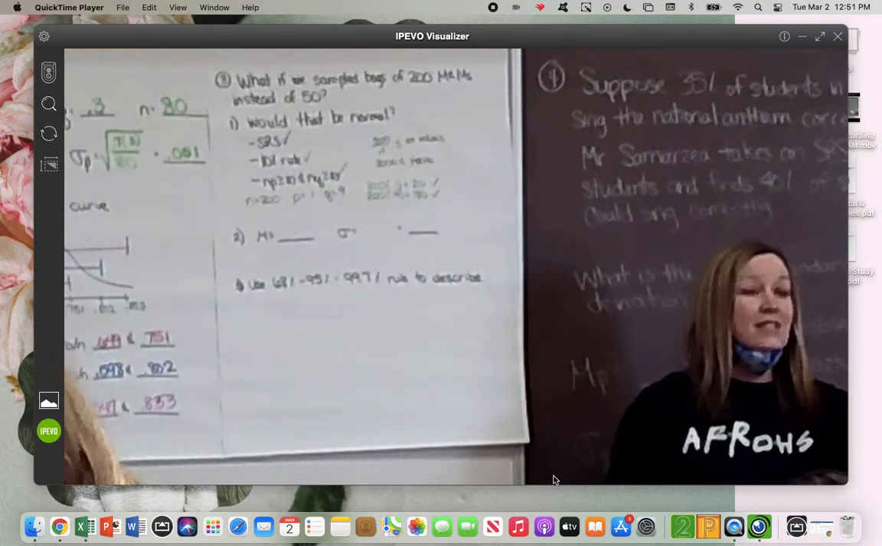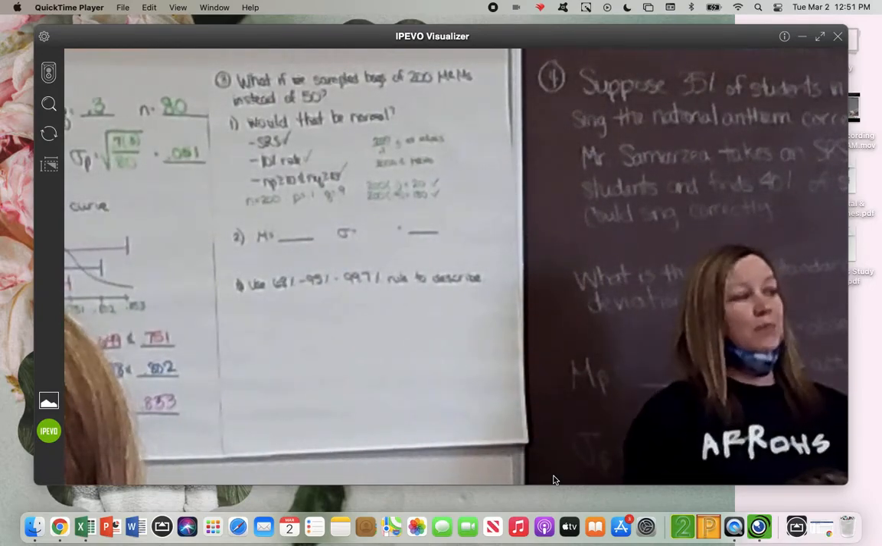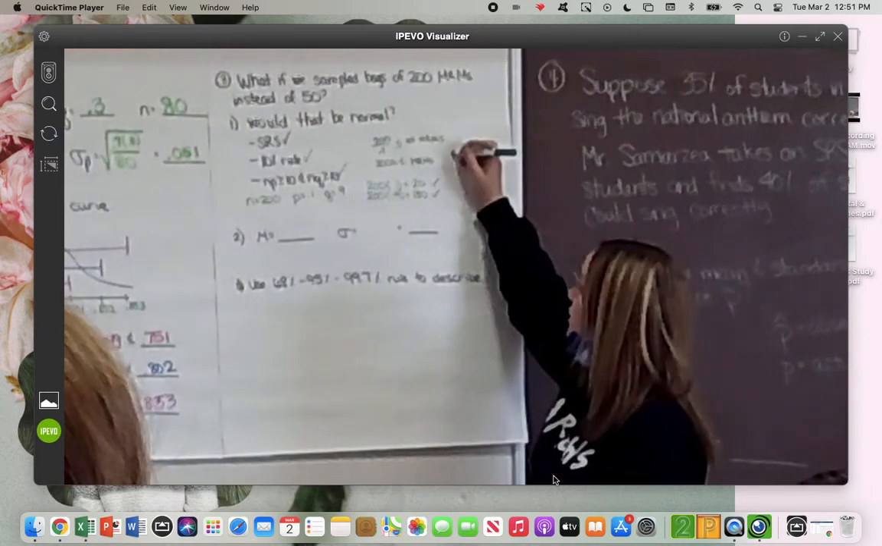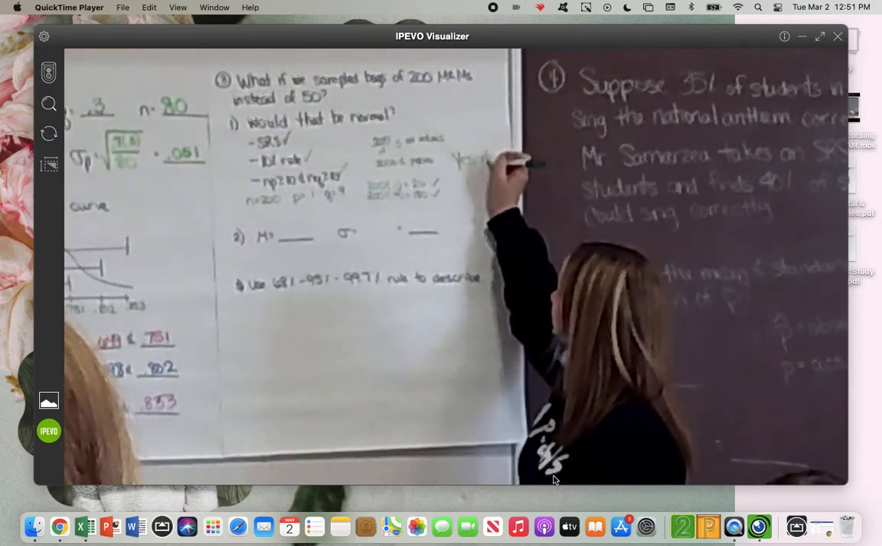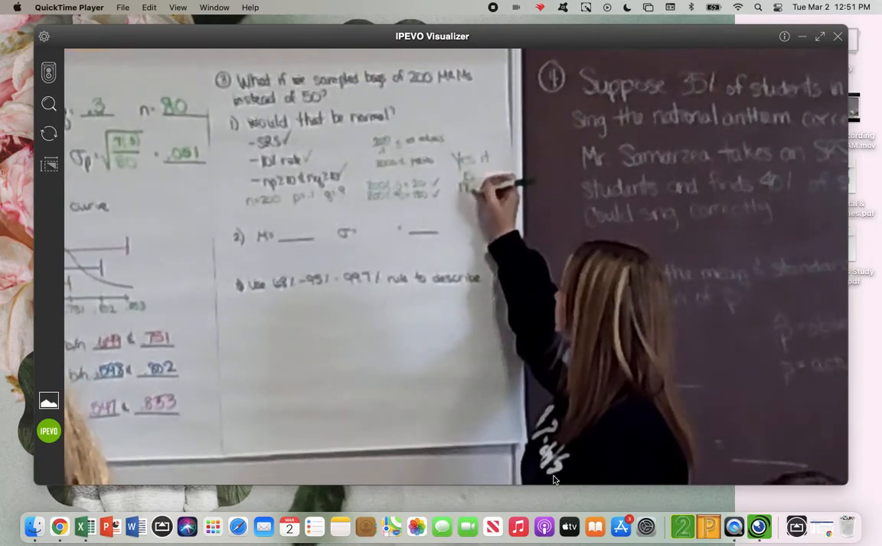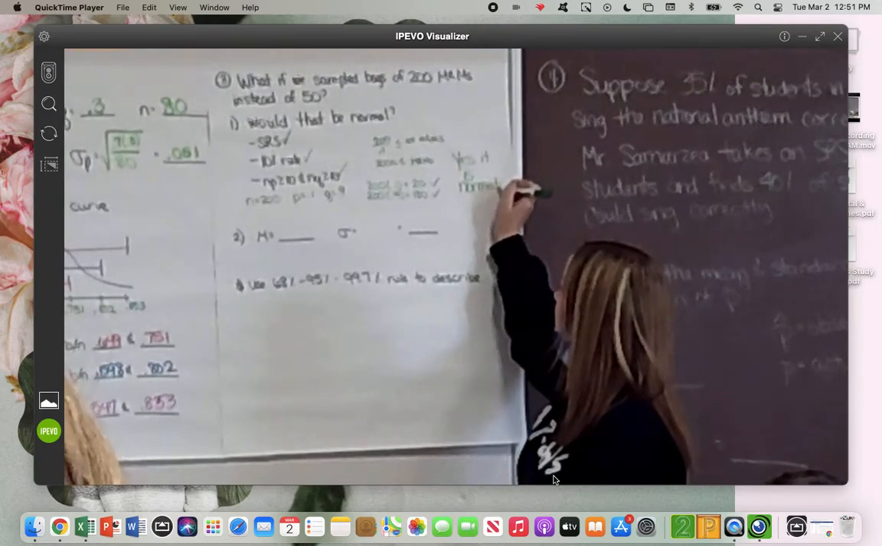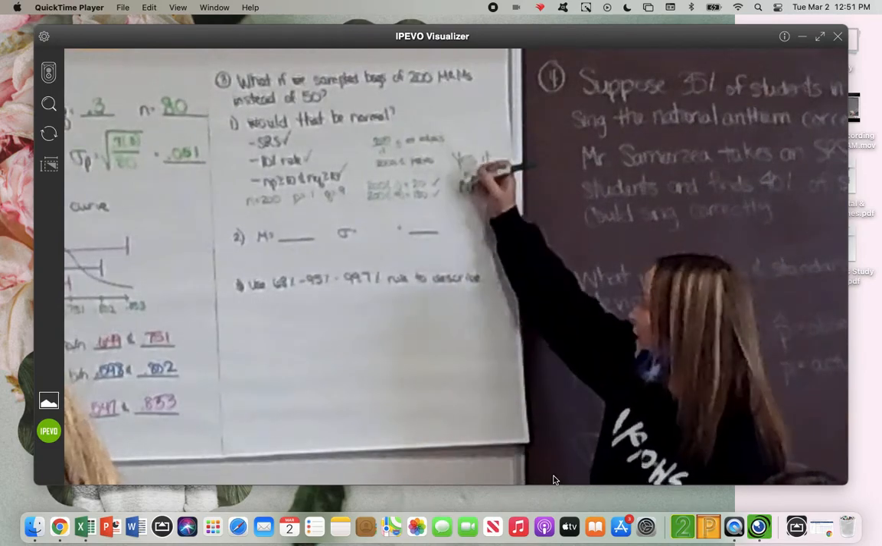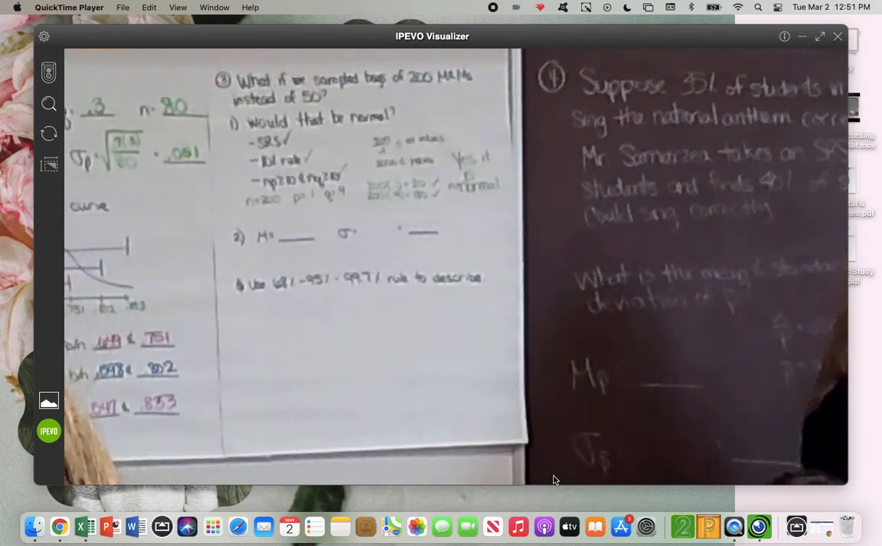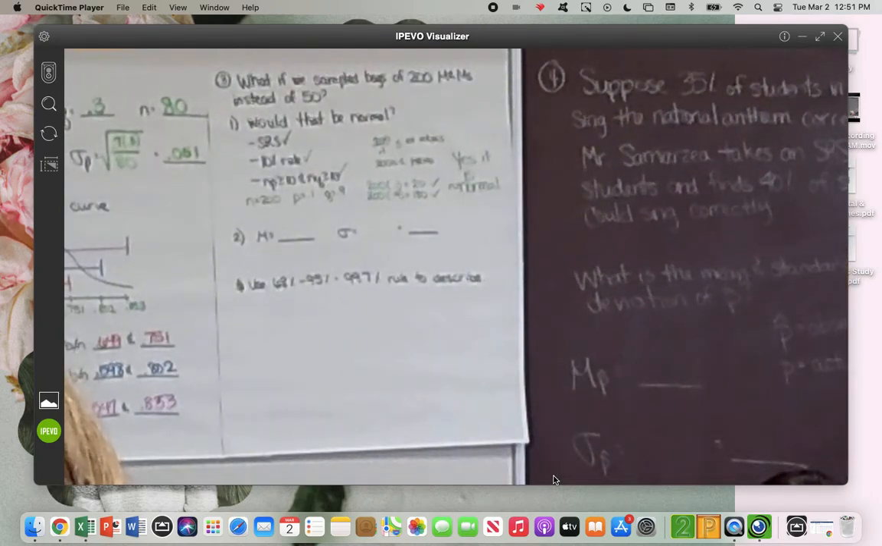So this is now normal. Just increasing the sample size made it a better sample. So yes, it is normal. Or at least, we need to make sure that we're saying approximately normal. It's not perfectly symmetric, but it's close enough. And that little squiggly does mean approximate.